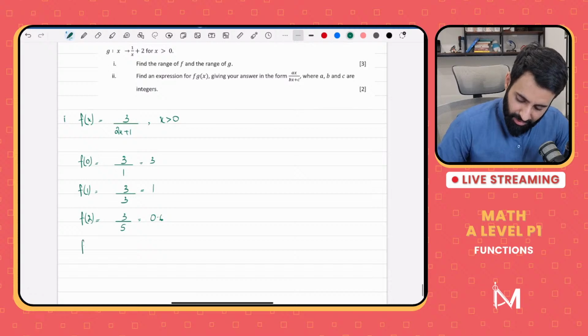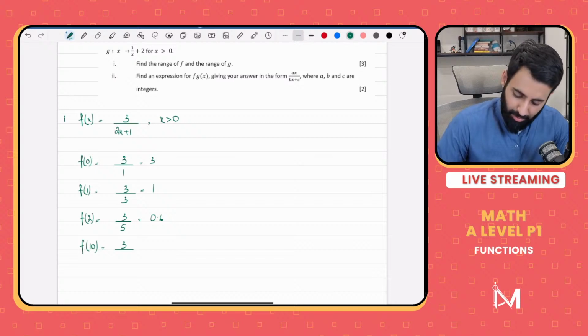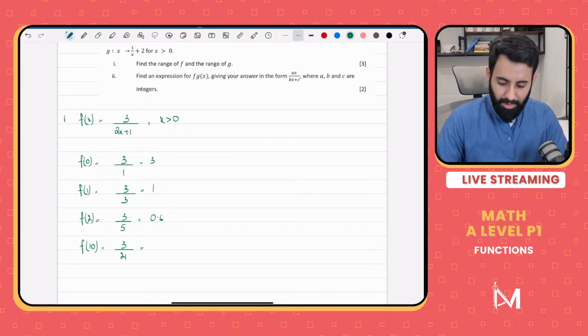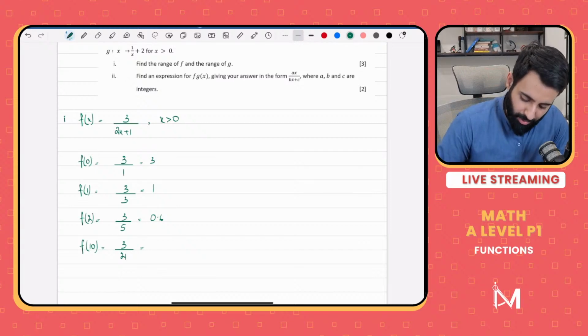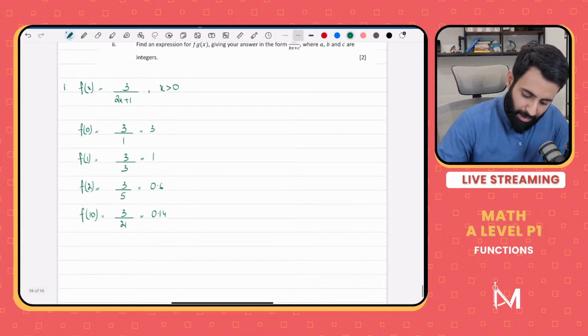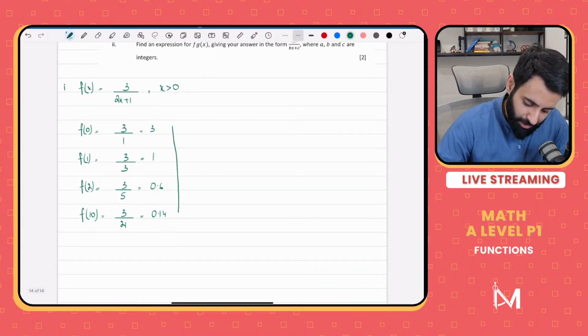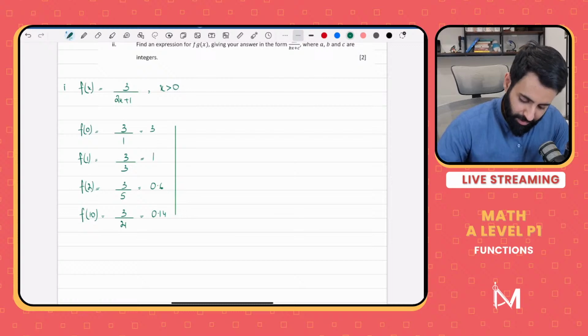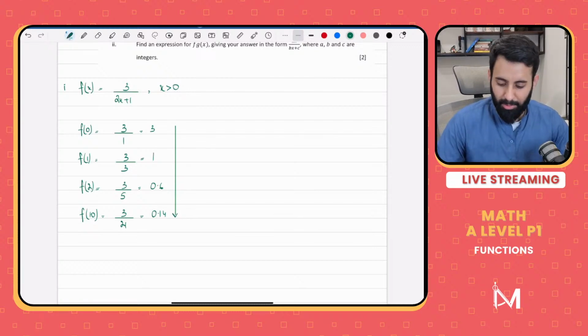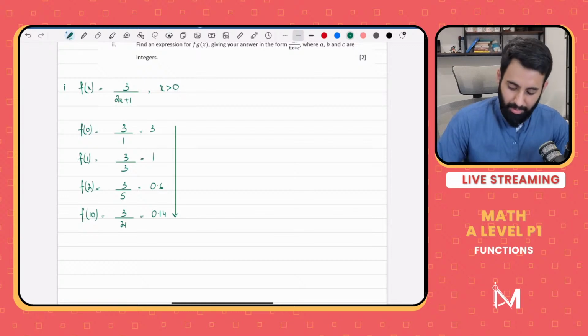And the trend is that as the value in the denominator increases, so for example, if I plug in 10, 2 times 10 is 20, 20 plus 1 is 21, which is basically, let's use a calculator to find out, 3 divided by 21 is 0.14. So what happens is, as the value in the denominator increases, the overall value decreases.